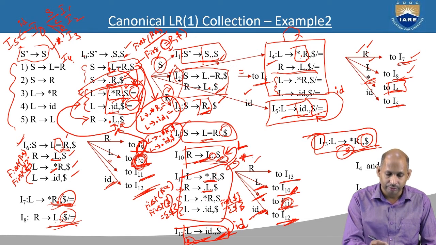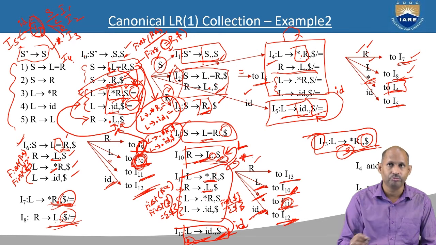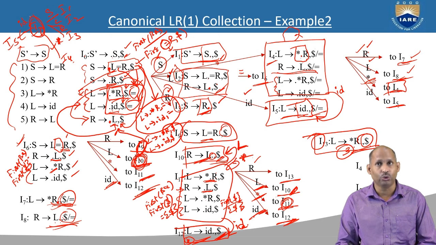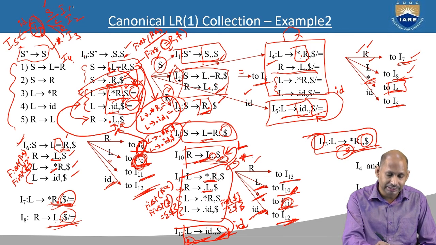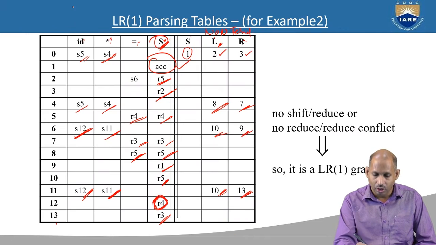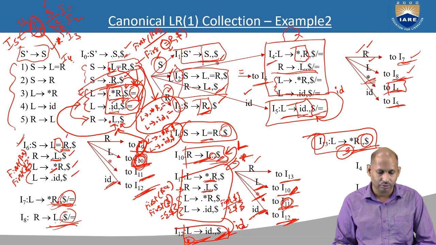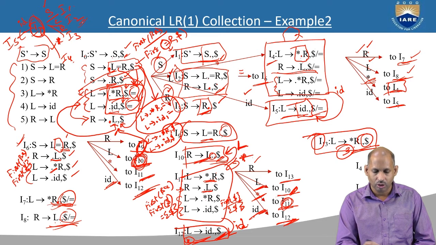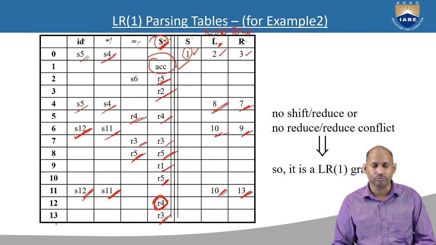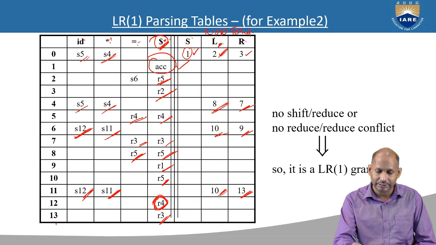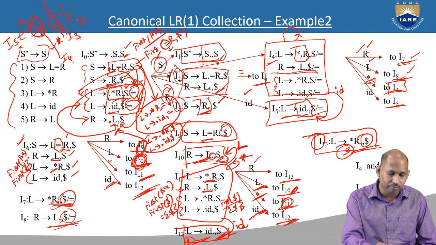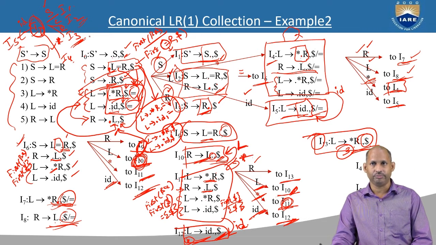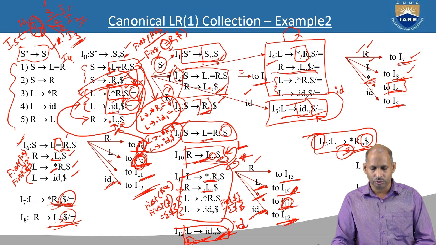First one, I0. I0 is a group. It has 5 go-to operations. On S, it is I1. On L, it is I2. On R, it is I3.